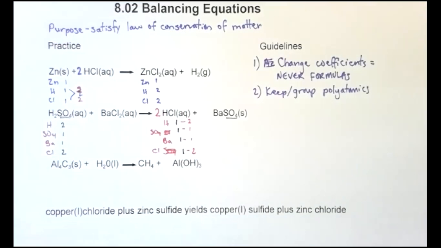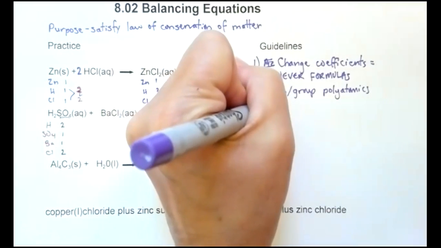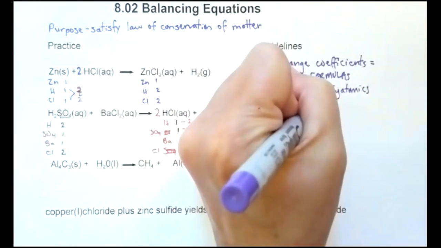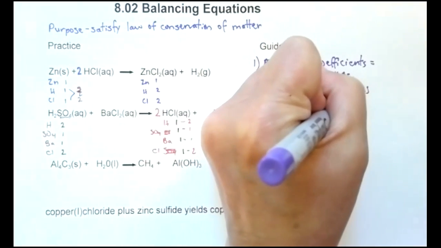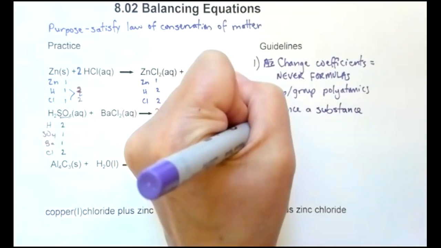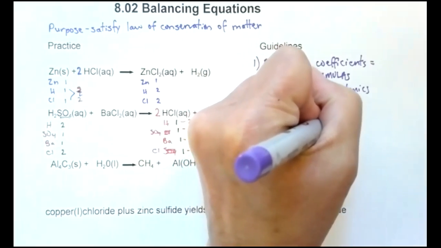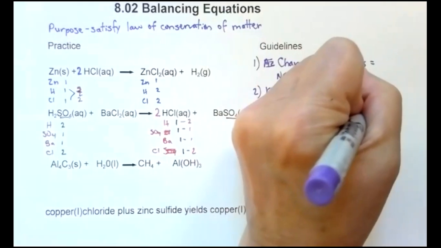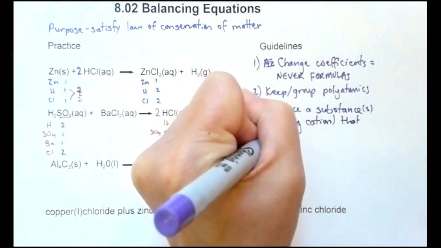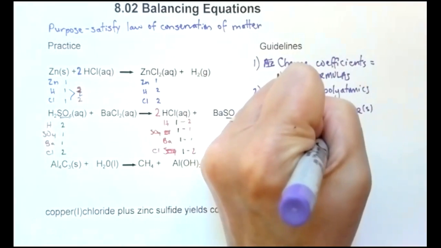All right, guideline number 3 is to balance a substance. This is usually a cation. Or I could say substances that only appear once, once on each side of the equation.